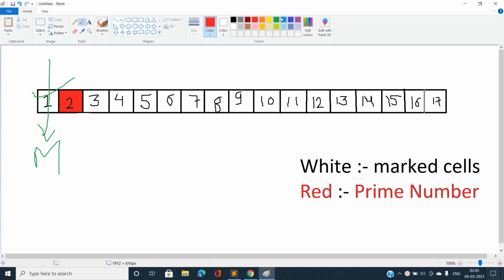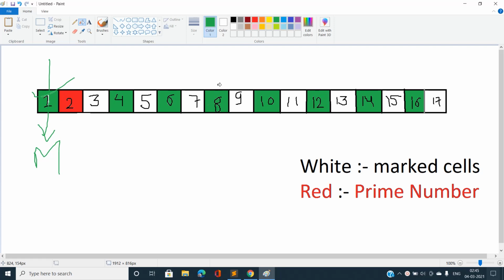Firstly, I am going to fill this with 1, that is, 1 is marked. So the proper multiples of 2 are 4, 6, 8, 10, and similarly 12, 14 and 16. These are the proper multiples of 2. And I am going to mark all these proper multiples of 2, denoting that these are composite numbers.